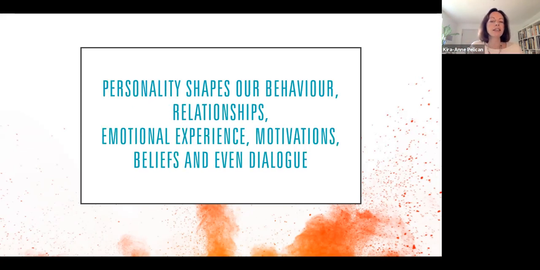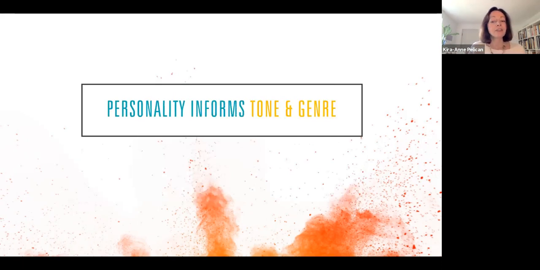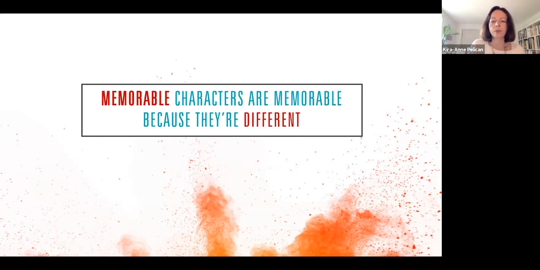Okay, personality shapes our behaviour, relationships, emotional experience, motivation, beliefs, and even dialogue. I'm not touching on dialogue today, but it does as well. It's really interesting. It suggests backstory. It informs tone and genre. If you're writing a more upbeat story and you have a central character that's more of an upbeat extrovert, that's really going to help set your tone. Memorable characters are memorable because they're different.